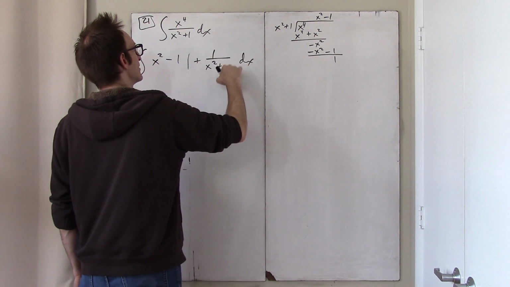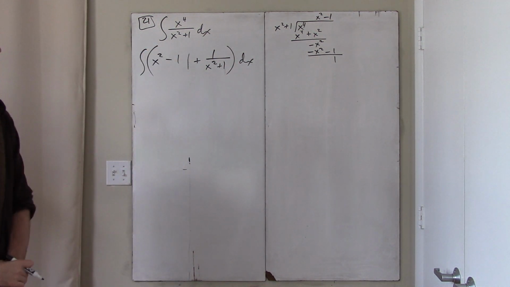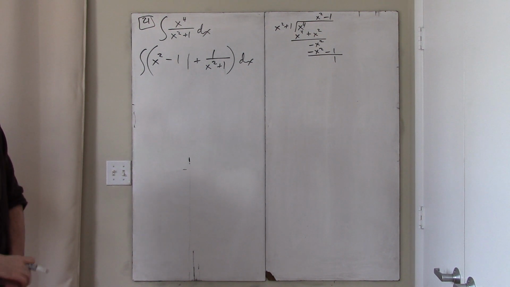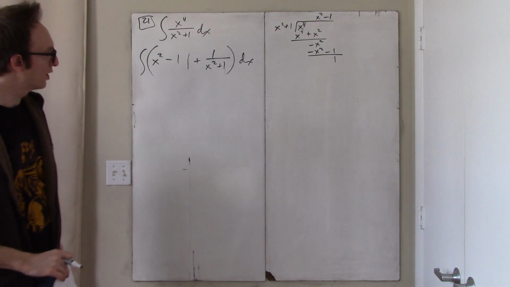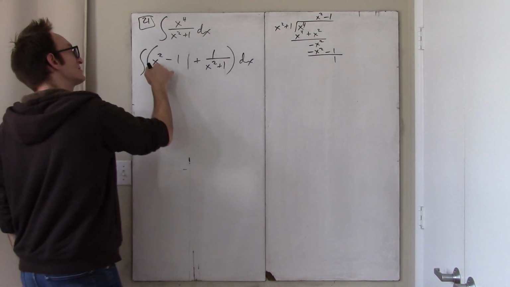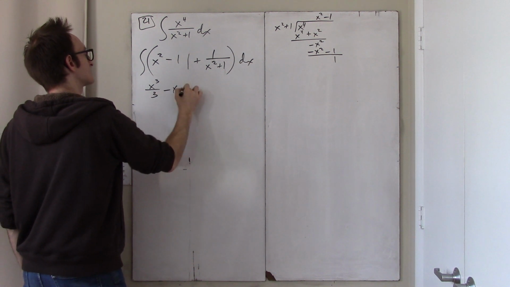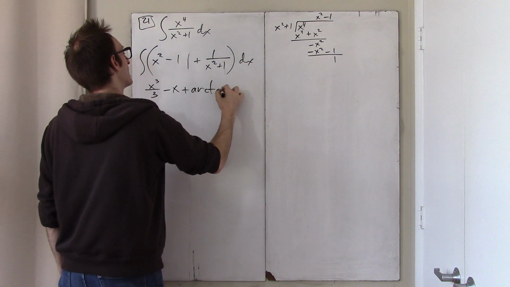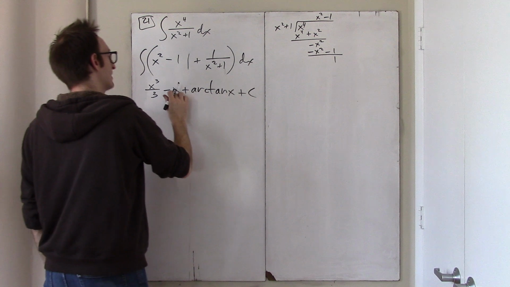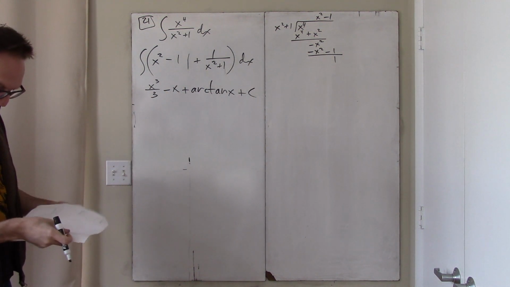And this is the sort of method you should always follow when you have a rational function. Did I do that right? Yeah, I did, because you can. Okay, well anyway, now it's just doable in one line. Antiderivative of x squared is x cubed over 3 minus x plus arctan x. And that's the whole problem done. Okay. We did everything else on this page.